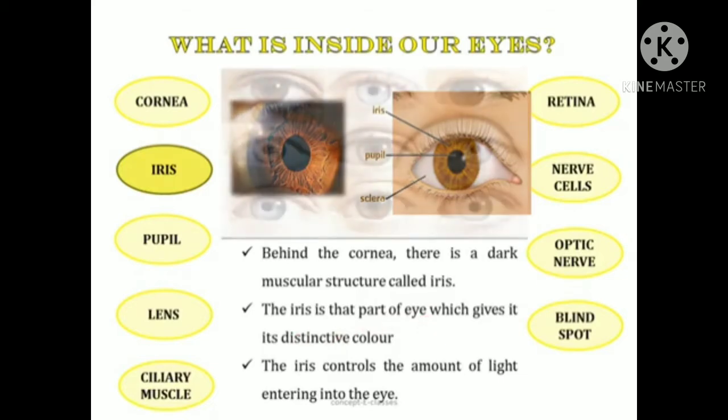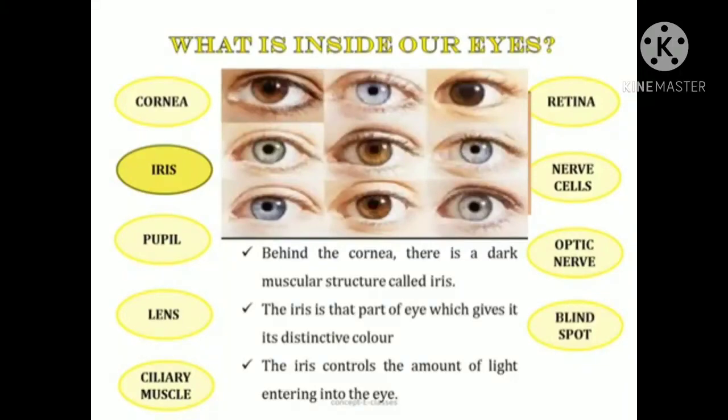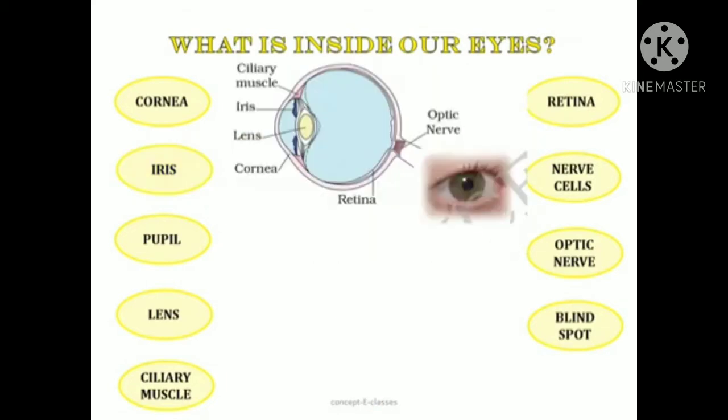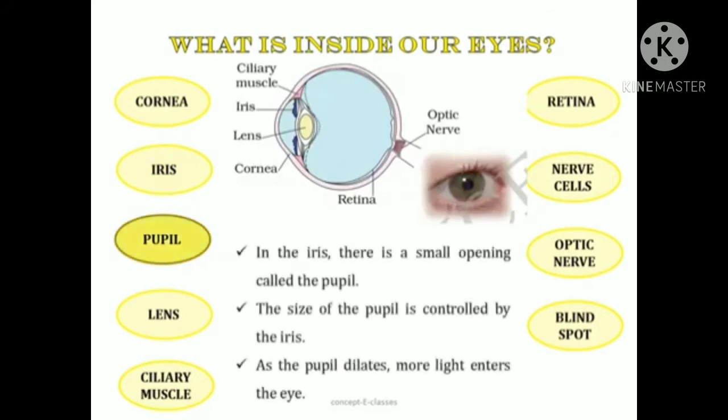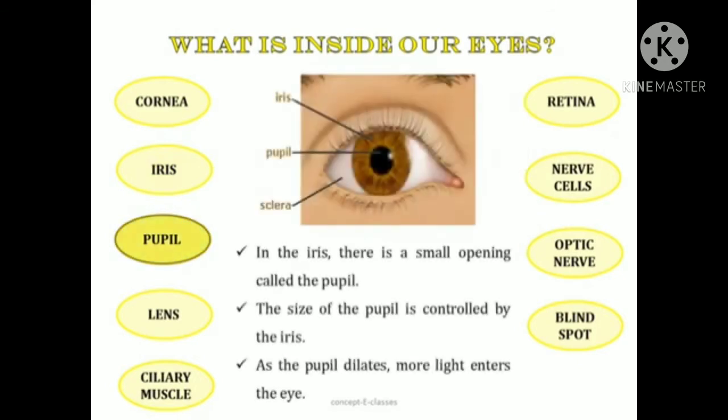Humans have different colors of iris. Some people have blue, some black, some brown. The iris controls the amount of light that enters the eye. With this point understood, let us go to the next topic.